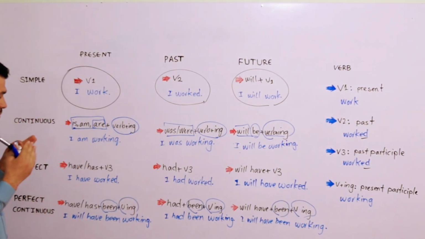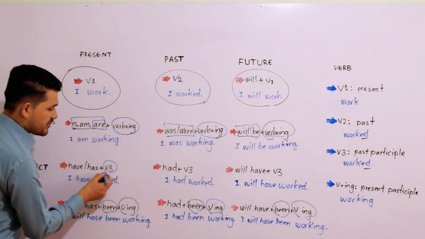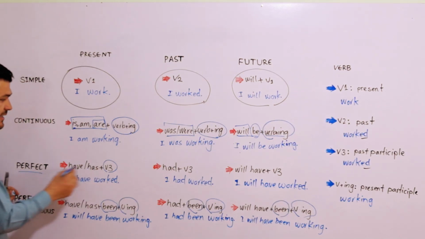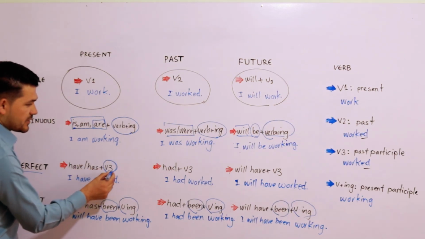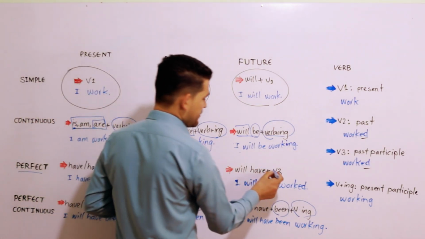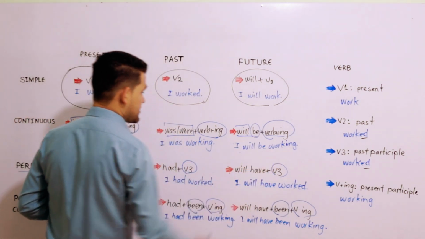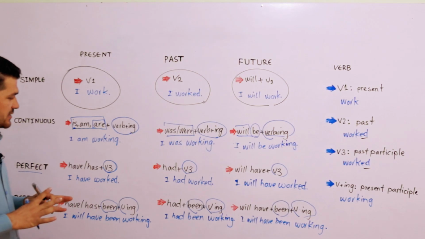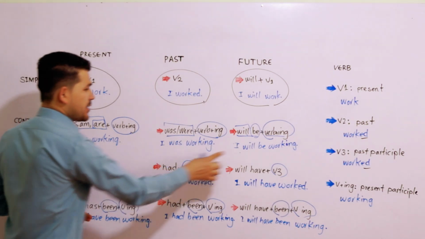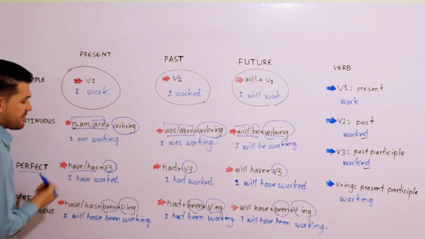Now let's talk about perfect tenses. To make the perfect tenses, we must have the third form of the verb. Look here, past participle. So with all the perfect tenses, we need the third form of the verb. This is verb 3, the third form of the verb. This is also a past participle. So how should we understand which tense we are talking about? This just shows that it is perfect. Now, before the third form of the verb, we have to have a have verb.